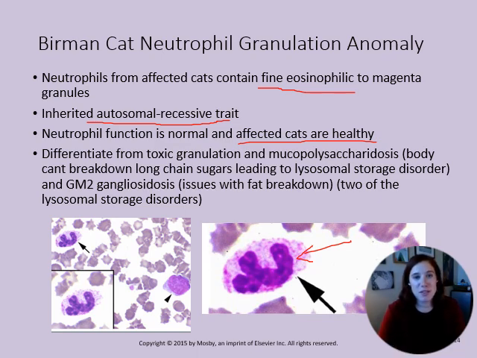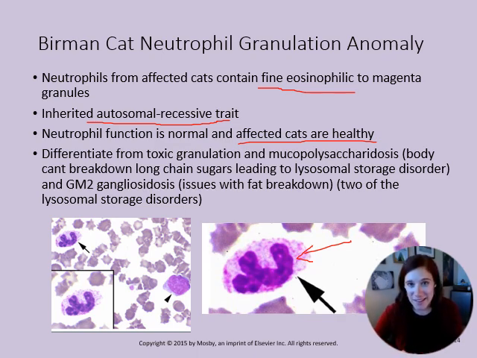Now, walk with me on this. We have to make sure that we differentiate between toxic granulation and mucopolysaccharidosis, where the body can't break down long-chain sugars, leading to lysosomal storage disorders again. And we have to differentiate from that and GM2 gangliosidosis, which are issues in fat breakdown. Okay, so again, this is another type of that lysosomal storage disorder.